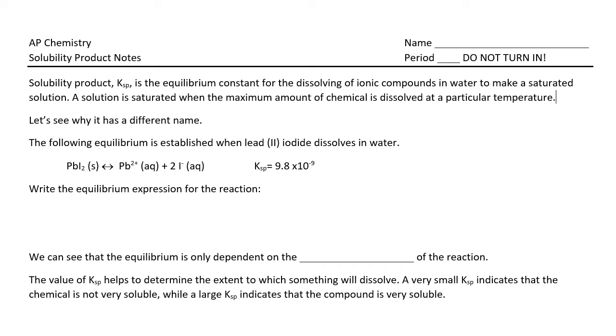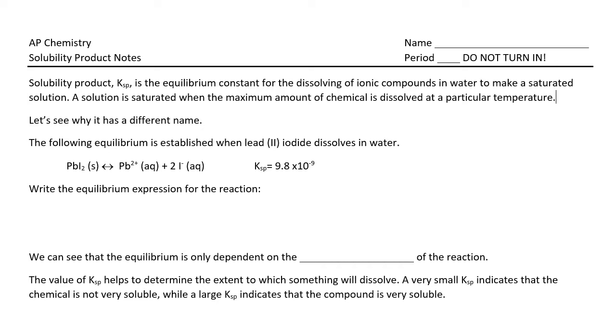So why does this have a different name? Why do we call it solubility product instead of just equilibrium? Well, we're going to take a look. It says the following equilibrium is established when lead-2 iodide dissolves in water. So we get PbI2 solid forming Pb2+ and 2 iodide ions, aqueous. And it gives us our Ksp value. That's our equilibrium constant for solubility, essentially.